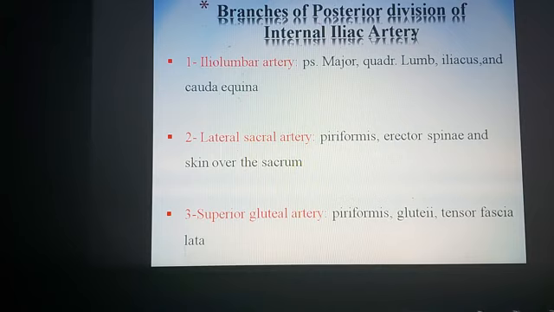The second branch is the lateral sacral artery, which supplies the piriformis, erector spinae and skin over the sacrum. The third branch is the superior gluteal artery, which supplies the piriformis, gluteal muscles and tensor fasciae latae. These are all the branches of the posterior division: iliolumbar, lateral sacral and superior gluteal arteries.